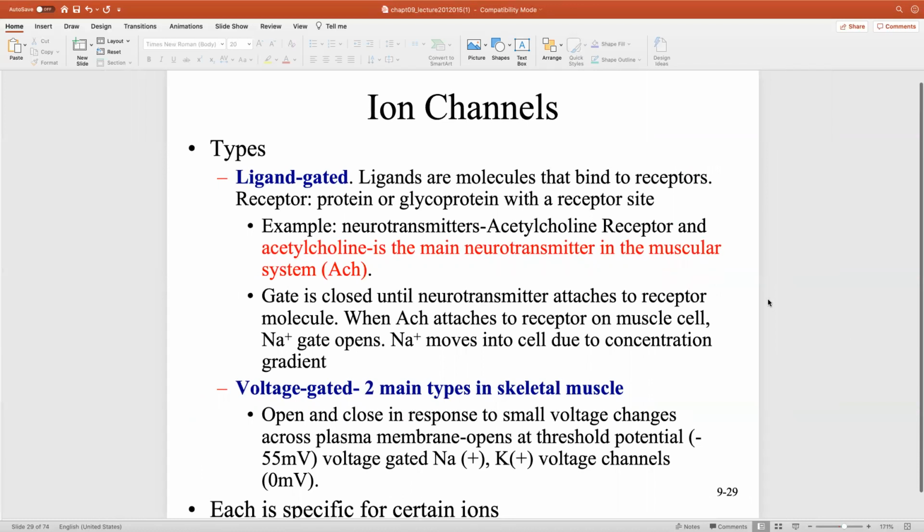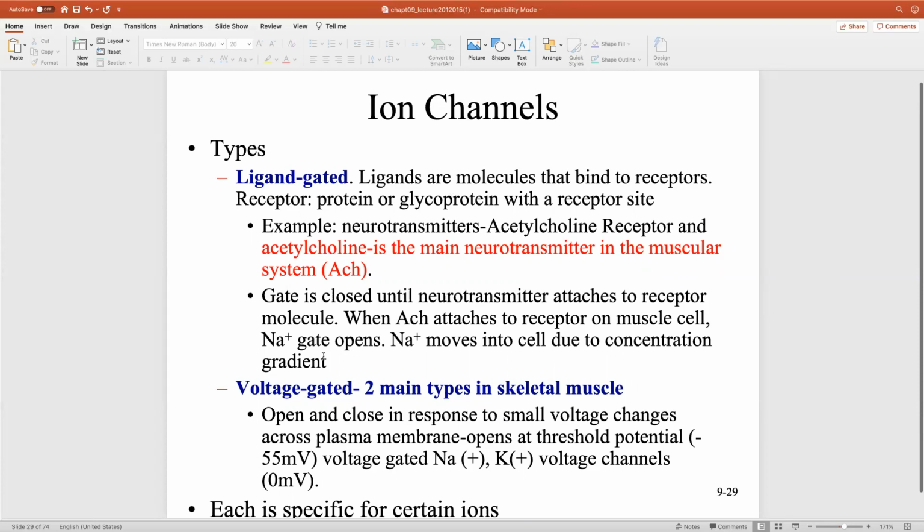So we have these channels. Some of them are always open, like the one we just saw in the previous slide. They're called leakage channels. There's no gate. They're always open. There's always a little bit of movement of sodium through its sodium leakage channels, and a little bit of leakage of potassium through its leakage channels. So those are one type of channels that we're going to see here in the skeletal muscle cell. The second type is going to be the ligand gated, and the third type, voltage gated.